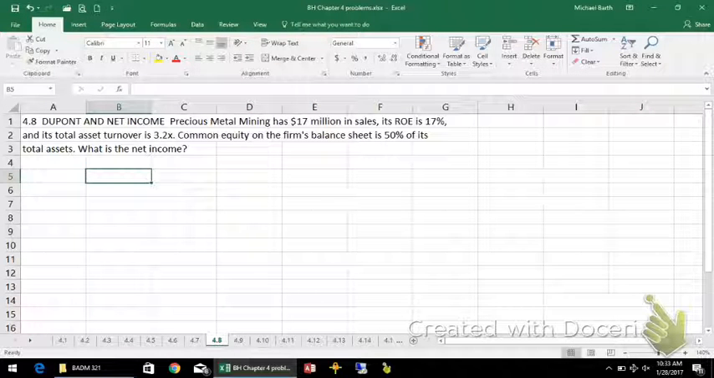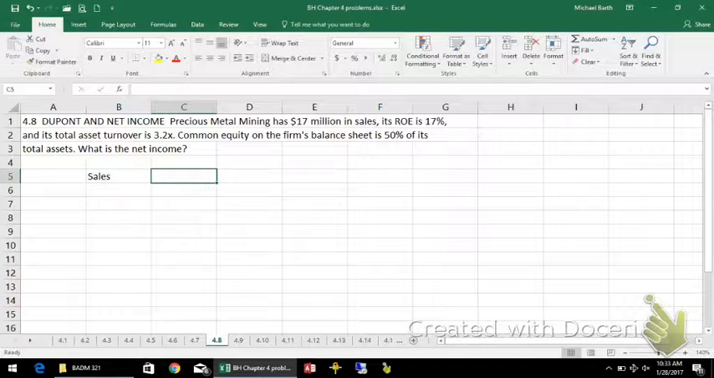This is problem 4.8 from chapter 4 of Brigham and Houston's Fundamentals of Financial Management, Concise 9th edition. Here we are given some information and are going to have to use our algebra skills to figure out what the net income was. Okay, so let's write down what we know.